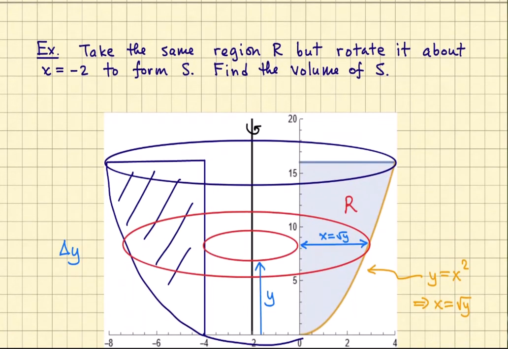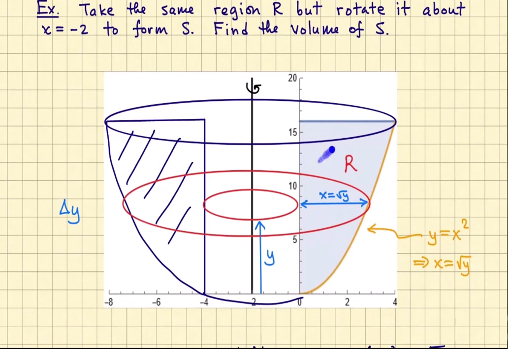So let's take the same region R, but this time let's rotate it about the line x equals minus 2. So we have the same region R. We're going to rotate about this offset y-axis. We'll say x equals minus 2 to form a solid S. Let's find the volume of S.